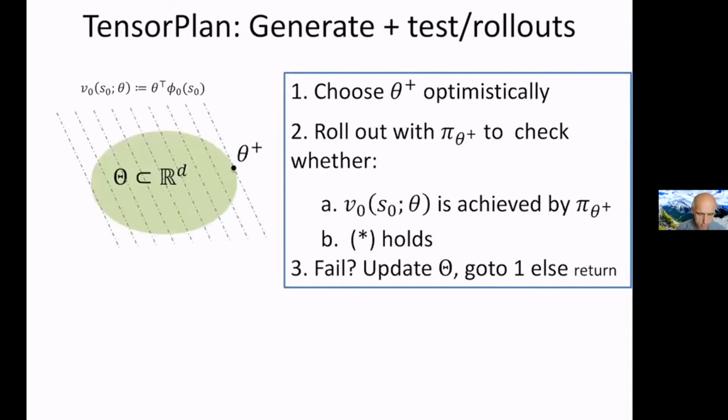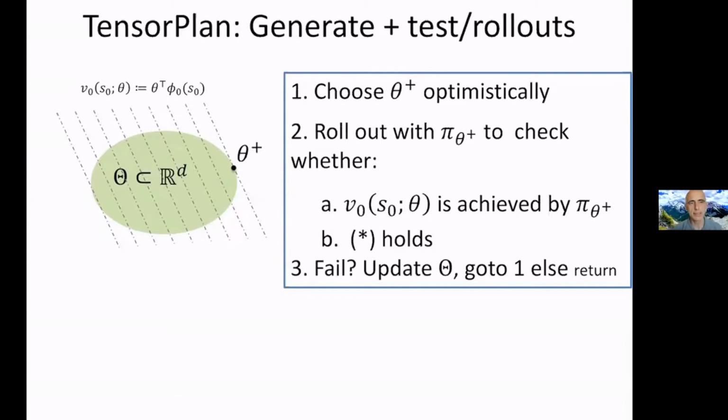Okay, so what's the optimistic choice? Very simply, you are at this state S0, where you need to return an action. There is the set of feasible parameters, this capital Theta set. It's a subset of the d-dimensional space.